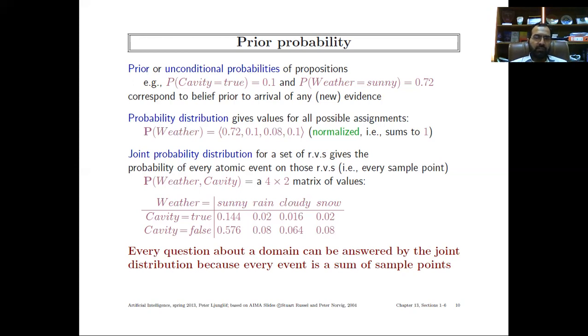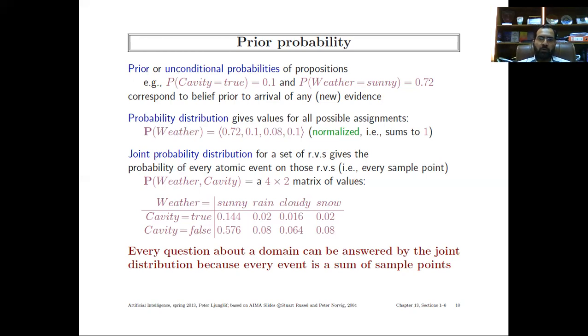Joint probability distributions for a set of random variables give the probability of every atomic event on those random variables, that is, every sample point. For example, now you want to develop a joint probability distribution based on weather and cavity. We have four values in the weather, and there are two possibilities for cavity, either true or false. So if I want to combine these two together, I have a 4 by 2 matrix of values, represented here. On the vertical side, you can see sunny, rainy, cloudy, and snowy. And on the left-hand side, in rows, you can see cavity is true and cavity is false.